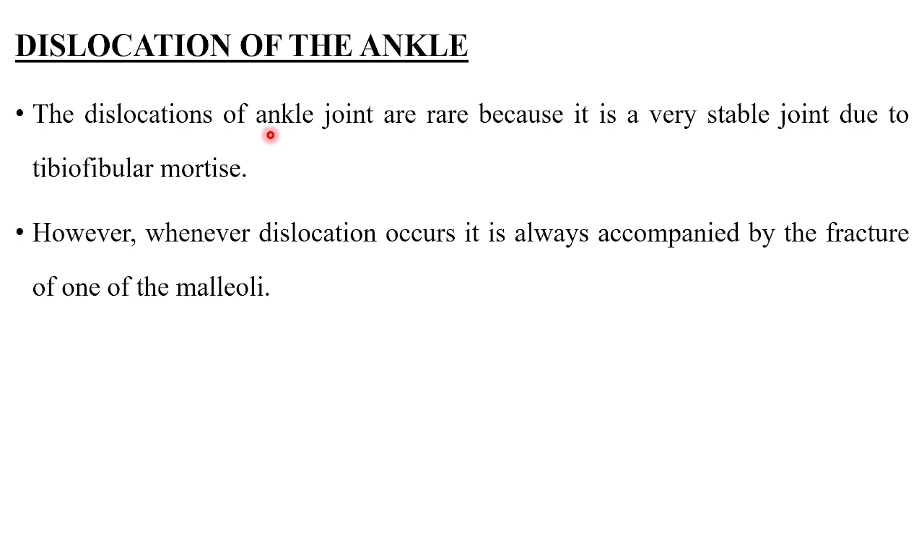Coming to the second clinical correlation, that includes dislocation of the ankle. Dislocation of the ankle joint is very rare because it is a very stable joint due to the tibiofibular mortise or ankle mortise. However, whenever dislocation occurs, it is always accompanied by a fracture of any of the malleoli. So the ankle joint is a very rarely dislocated joint in the body. When dislocation occurs, it may be accompanied by a fracture of either your medial or lateral malleolus or your posterior tibia, that is your trimalleolar.